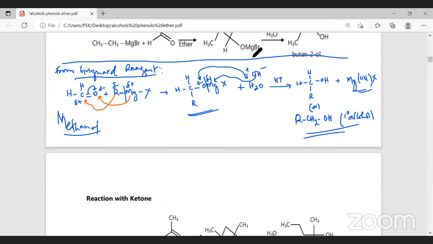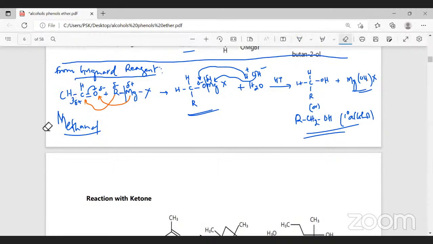Now I want you to answer the question. Now this is methanal. Instead of using methanal, we will take a specific example. I will take CH3 here. This is ethanal. Now when ethanal is allowed to react with Grignard reagent, in place of this hydrogen, I have taken CH3. Everything remains the same. The reaction remains the same. You get CH3, followed by hydrolysis.